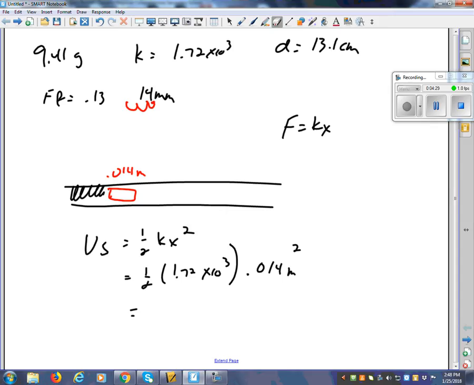0.014 squared. That's an accomplishment for me, okay? So we get 0.16856. Right? Okay. 0.16856.